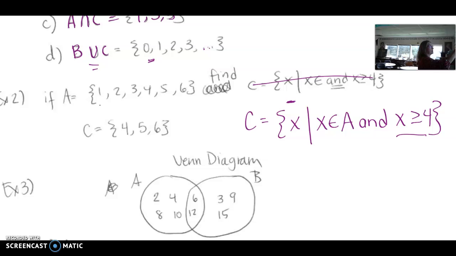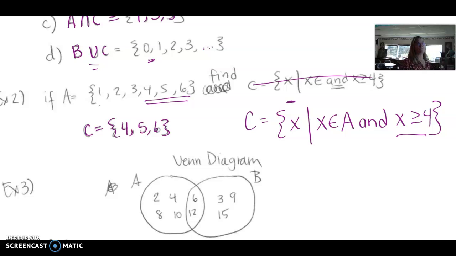So the numbers in A are 1, 2, 3, 4, 5, and 6, and the numbers that are also greater than or equal to 4 would be 4, 5, and 6. So set C is this set of numbers 4, 5, and 6 because it is in the set A as well as being greater than or equal to 4.